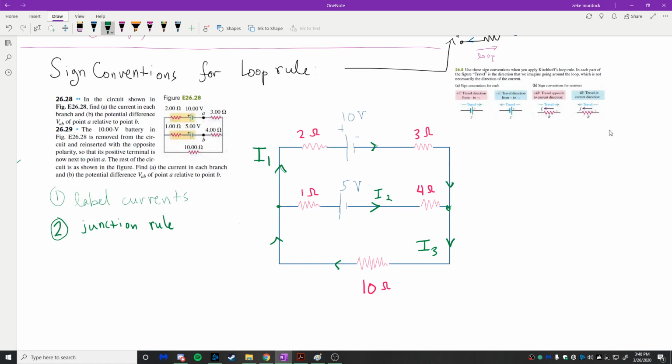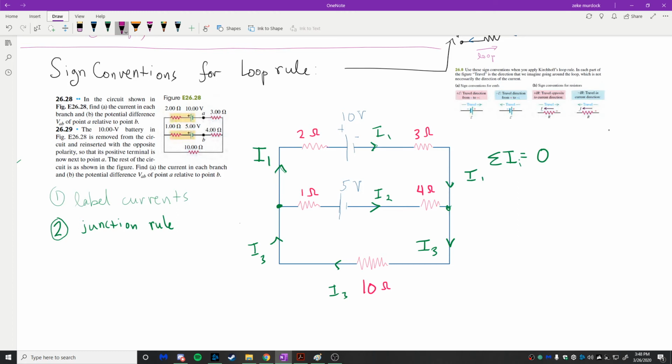And we'll just do it for this junction right here. And maybe to make it really clear, this is I1, this is I2, this is I3. The junction rule for this point right here says I have to sum up all the currents flowing into my junction, and they have to add to 0. So I've got I3 coming in. That's going to be positive.